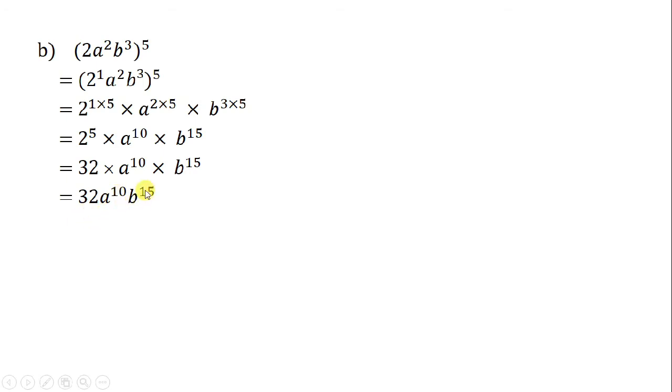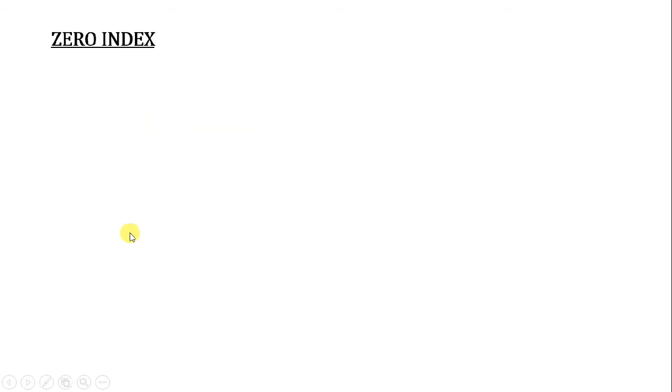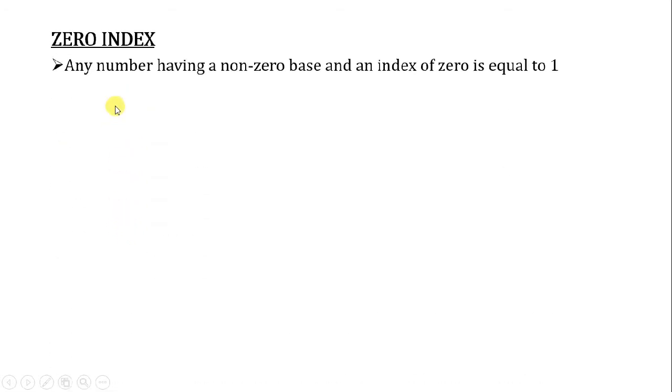As simple as that. Now, what about the zero index? Any number having a non-zero base and an index of 0 is equal to 1. So if you have any base, as long as it's raised to the power 0, it is equal to 1. Let's look at an example.